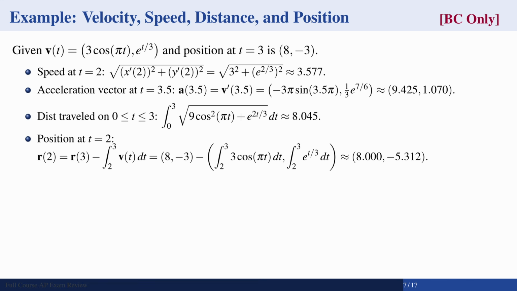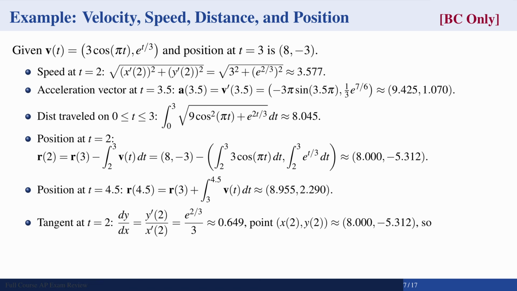This is kind of a weird way of showing the work, but it's what I chose. I got 8 for x and I got -5.312 for y. If we want the position at t=4.5, we're going forward this time. So last time t=2 was less than t=3, so that's why we subtracted. Here we're going forward, so it's where we are, r of 3, plus the integral from 3 to 4.5 of v of t dt, and that gives us approximately 8.955, comma, 2.290.